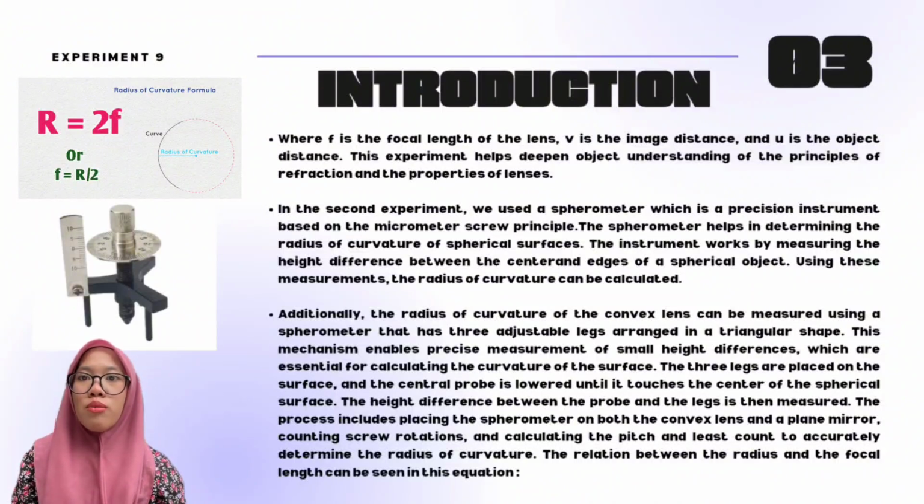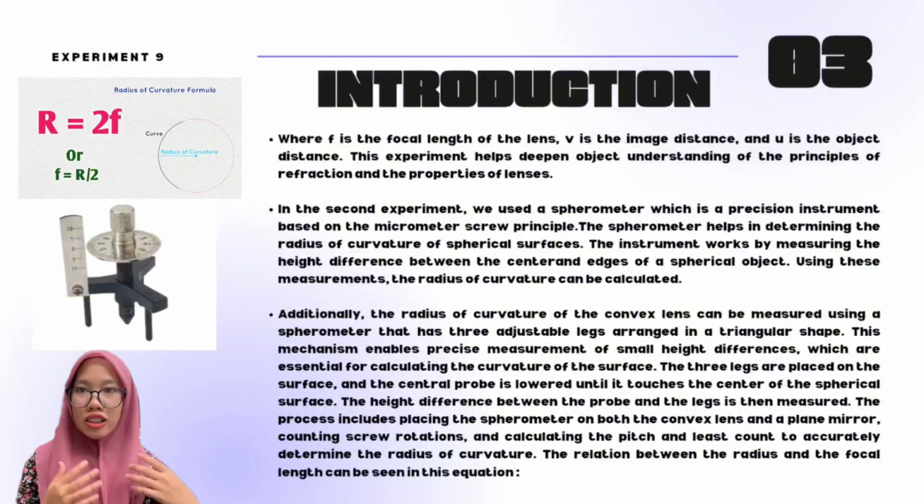The process includes placing the spherometer on both the convex lens and the plane mirror, counting the screw rotation, and calculating the pitch and least count to accurately determine the radius of curvature. The relation between the radius and the focal length can be seen in this equation.